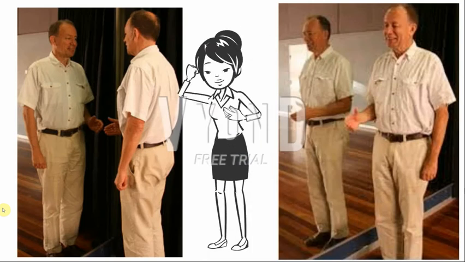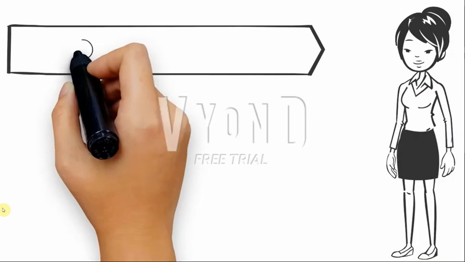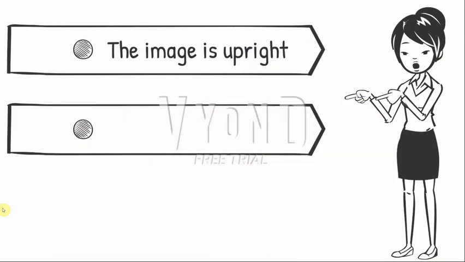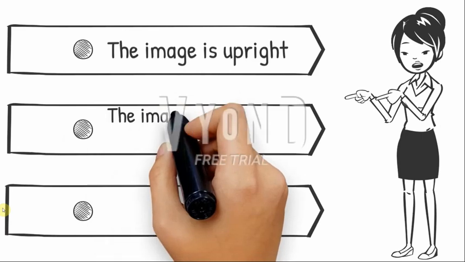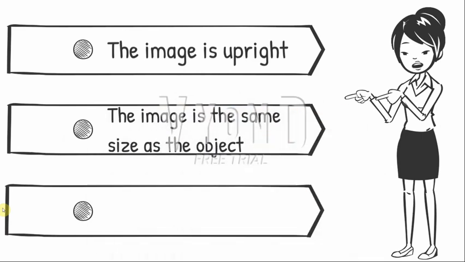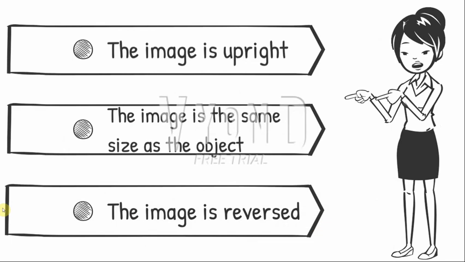Now, let's examine these two pictures and think about the properties of images formed by a plane mirror. The image is always upright. Your head is always up and your feet are always down. The image size is the same as the object. You don't look taller, shorter, or even wider than usual.